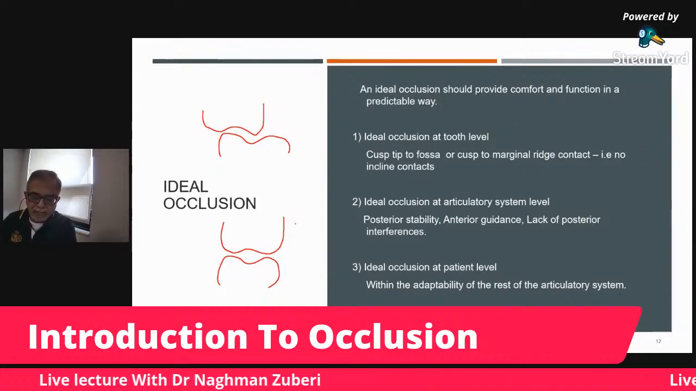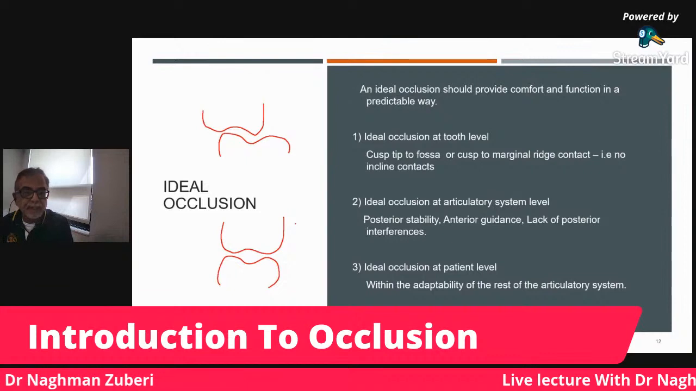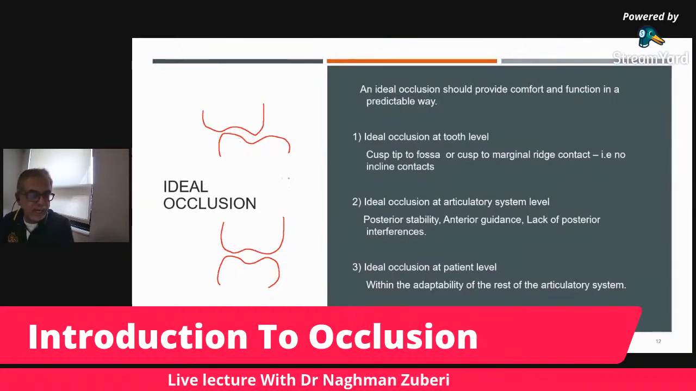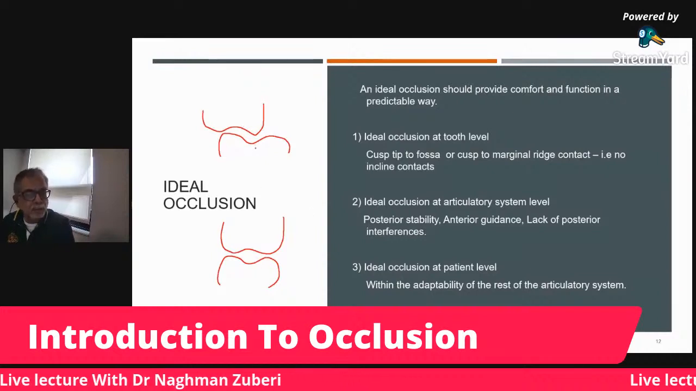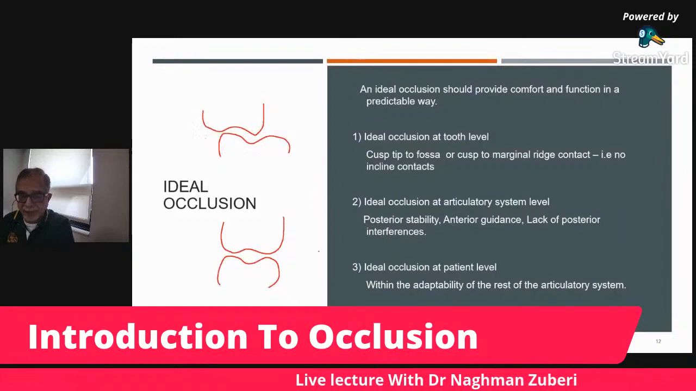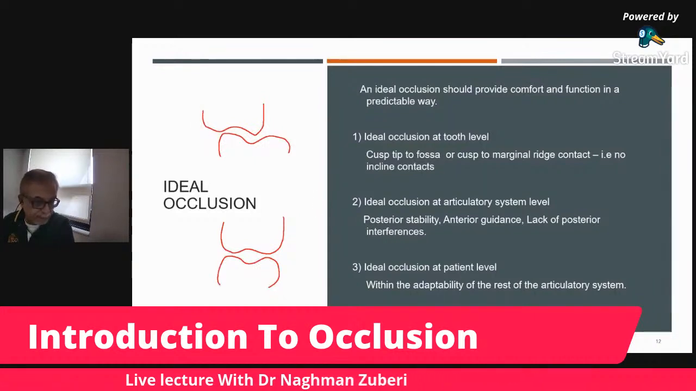Or maybe if we look at the antero-posterior relationship, certain cusps also occlude with the marginal ridges as well. As we move forward, we will discuss the 6 keys of occlusion. We will discuss how that happens, a tooth to tooth relationship and a tooth to two teeth relationship. We will discuss that as well.